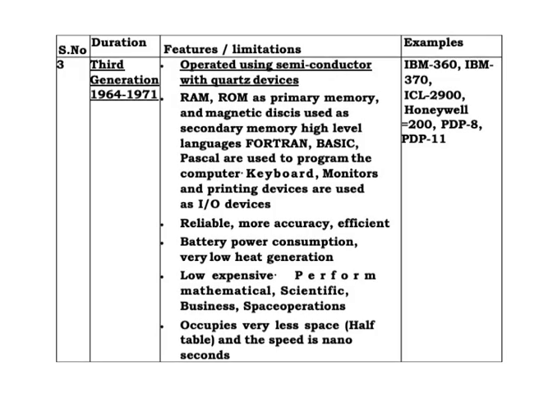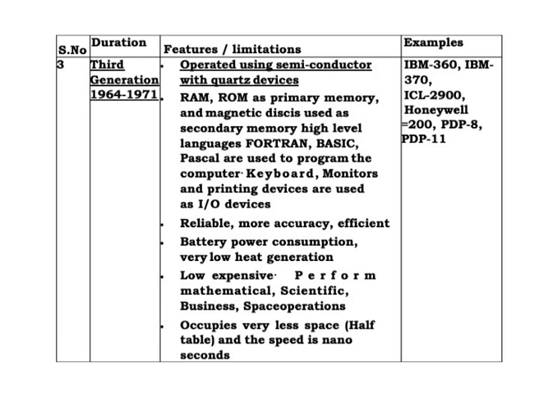Third generation computers operated with semiconductors, integrated circuit devices. IBM 360 and IBM 370 are examples. Honeywell 200 and PDP-8, PDP-11 are also examples of third generation computers. They used RAM and ROM as primary memory and magnetic disks as secondary memory. High level languages like Fortran, BASIC and Pascal were all used in third generation computers.